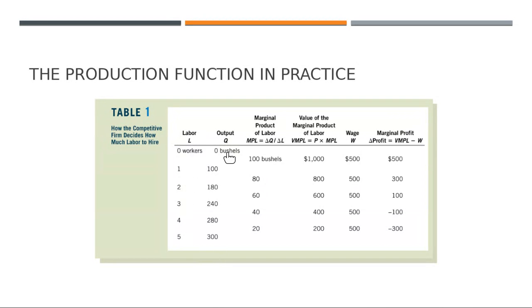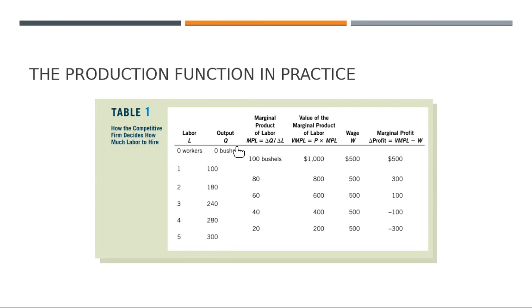So note here that if we just look at these first two categories, labor and output, we see that if you have 0 workers, you get 0 bushels of apples. Well, that checks out, right? If no one's doing work, no one's making apples. But we also see here that if you add 1 laborer, you get an output of 100 bushels.